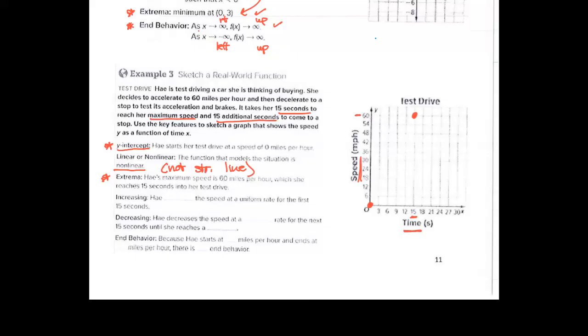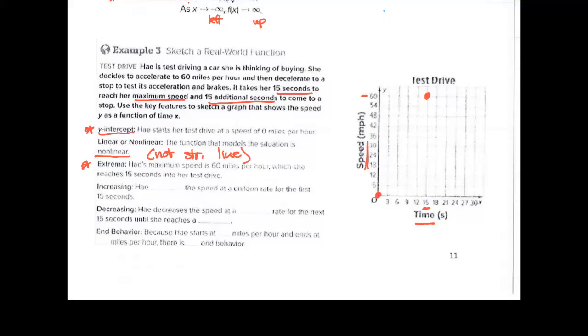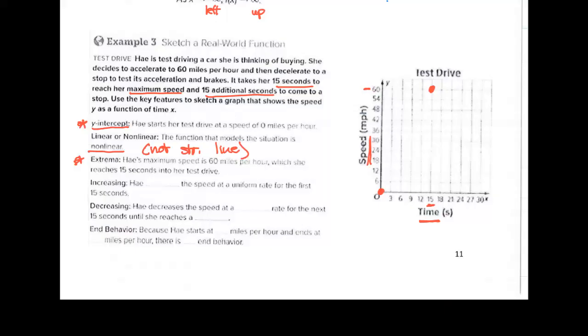Increasing. It says, Hay blanks the speed at a uniform rate for the first 15 seconds. Hay blanks the speed. Well, if she starts at 0 and she ends up at 60, what is she doing with her speed? It has to be doing what? Increasing, right? So Hay increases.